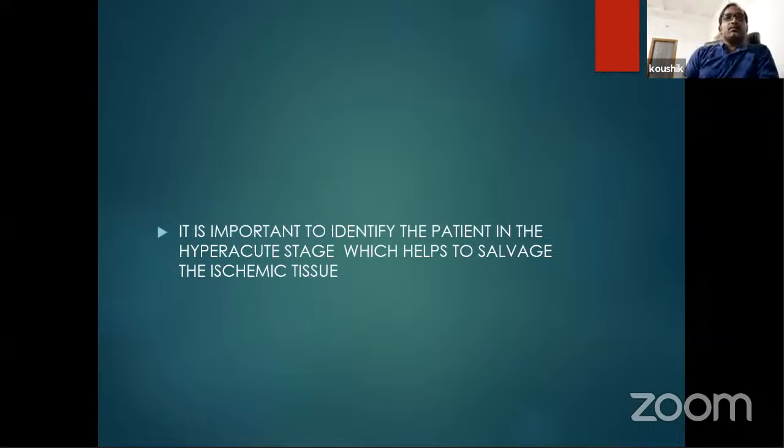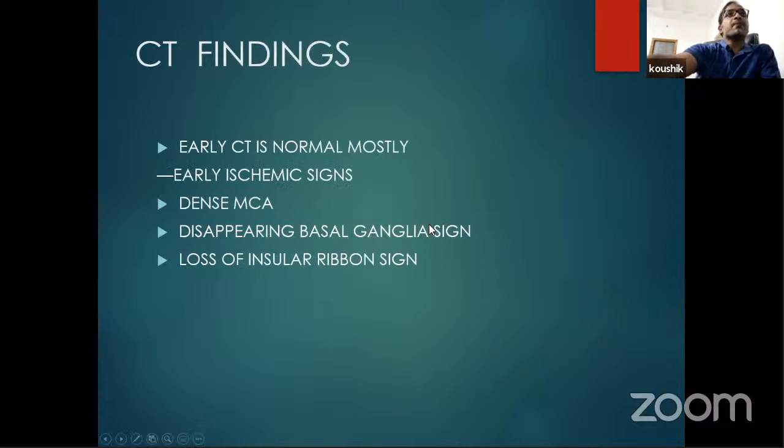So the salvageable part of the stroke is the hyperacute stroke. If we can identify a patient with hyperacute stroke and early intervention is done, then the tissue is salvageable. So what are the findings? Early CT is usually normal, or else we can find some ischemic signs, like a dense MCA sign, disappearance of the basal ganglia sign, and loss of the insular ribbon sign.